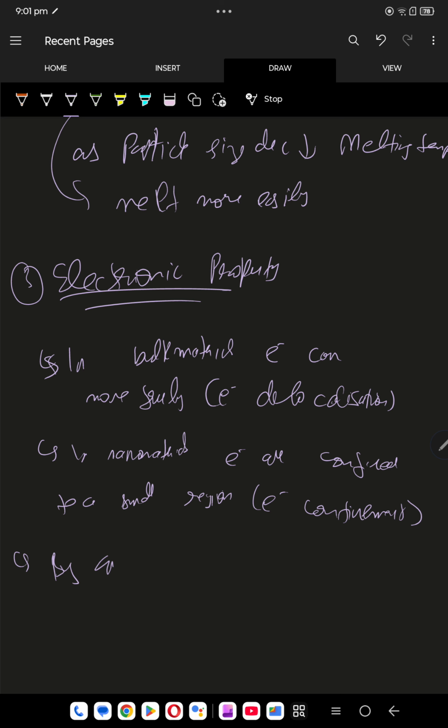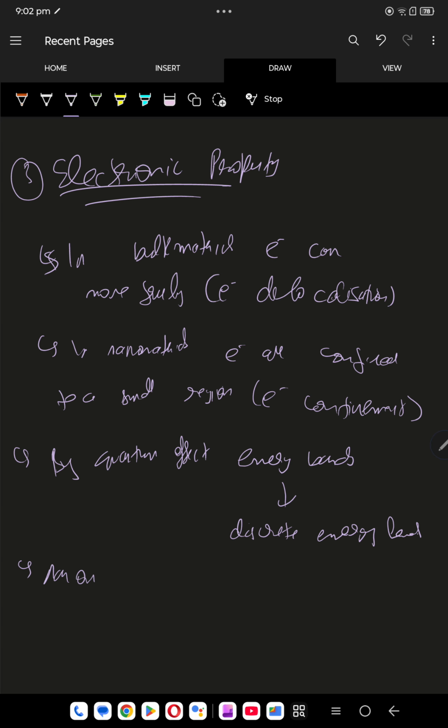So by quantum effect, whatever energy bands were there, they become discrete energy levels. As a result, nanomaterials start behaving like semiconductors or insulators. That's it.